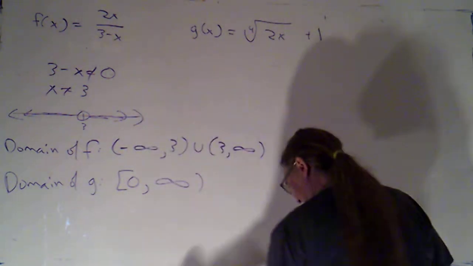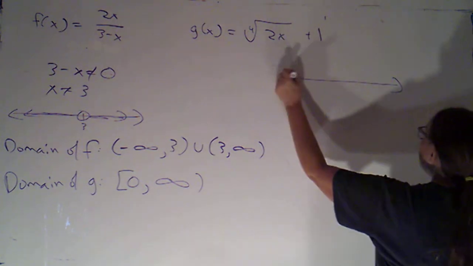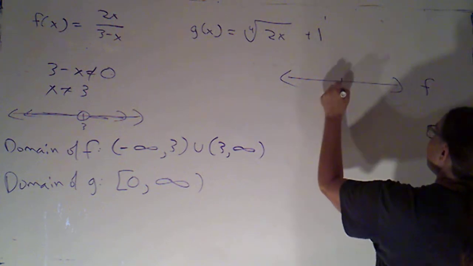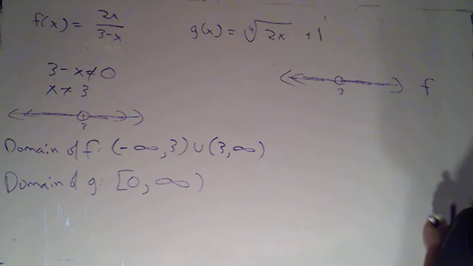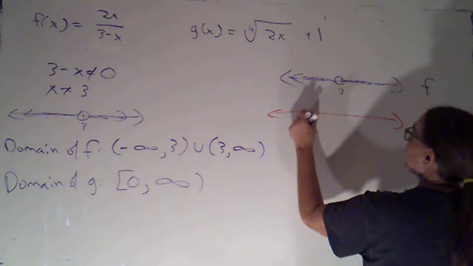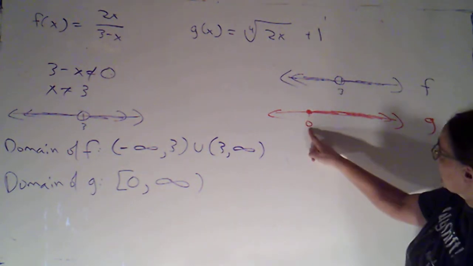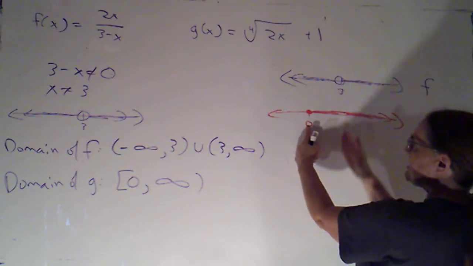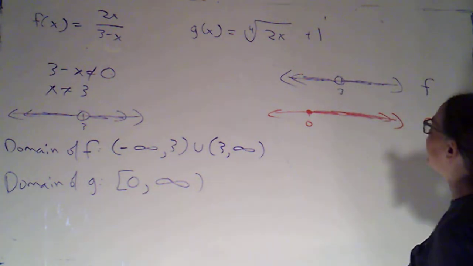So if I want to find the domain for f times g, I find it helpful to graph things. Not absolutely necessary, but I think it's very helpful. So f was everything except for 3. g was everything from 0, including 0, on. You'll notice when I graph this, 0 is to the left of 3. So even though I didn't mark off 3 here, I did make sure to line up my number lines so that places that align represent the same number.